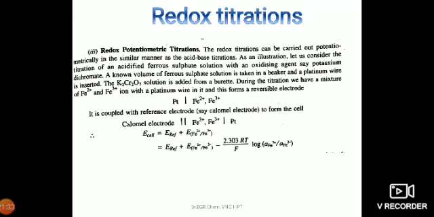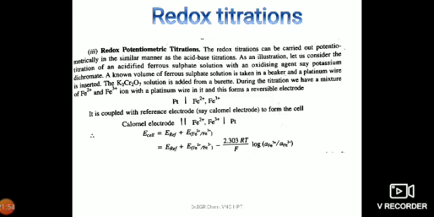And in the indicator method of titrations, it is necessary to have an idea of selecting a suitable indicator, but in the potentiometric method it is not required at all. So you can directly use potentiometric titrations for any type of solution, whether colored or non-colored. In such cases you can use potentiometric titrations.